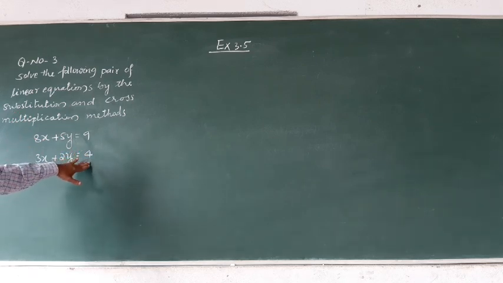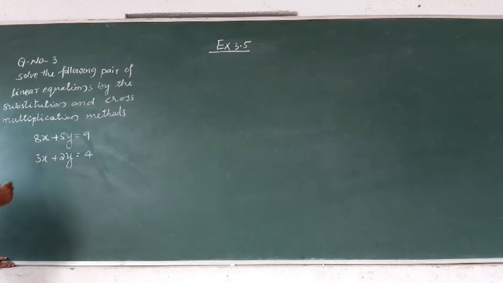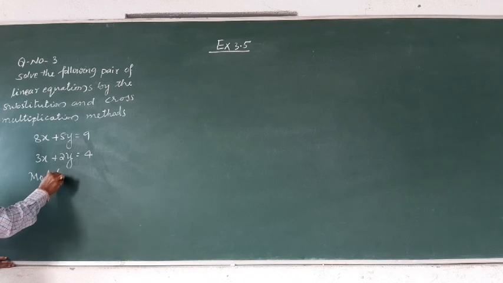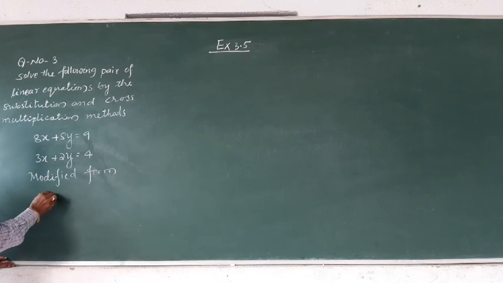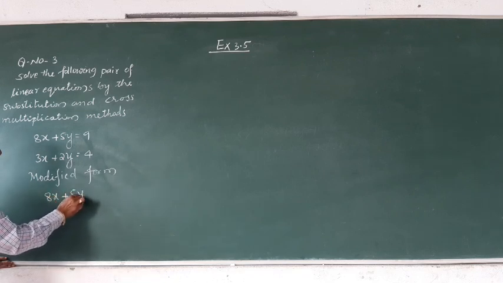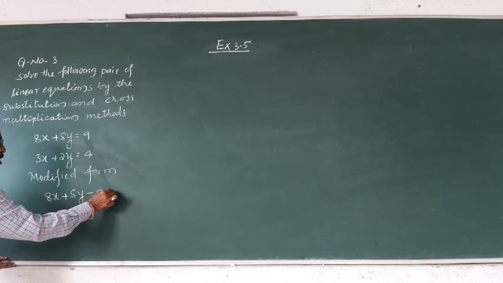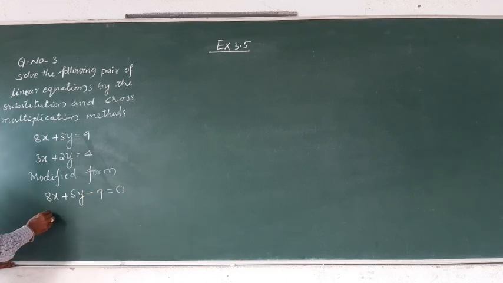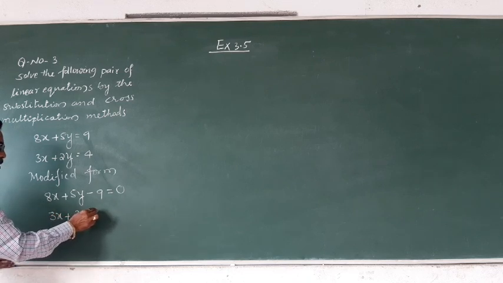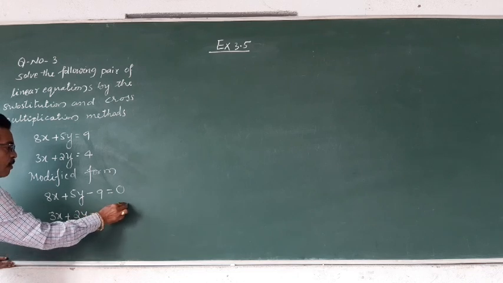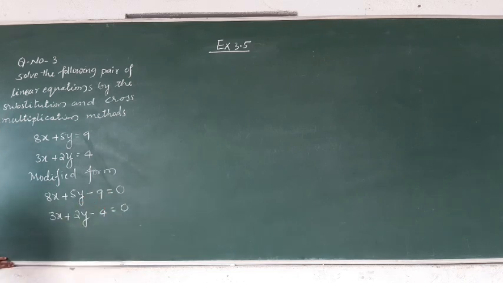So now I will solve this one. Let us modify these equations into the modified form: 8x plus 5y minus 9 equals 0. Then 3x plus 2y minus 4 equals 0. Which method are we going to use? We are going to solve by the cross multiplication method.